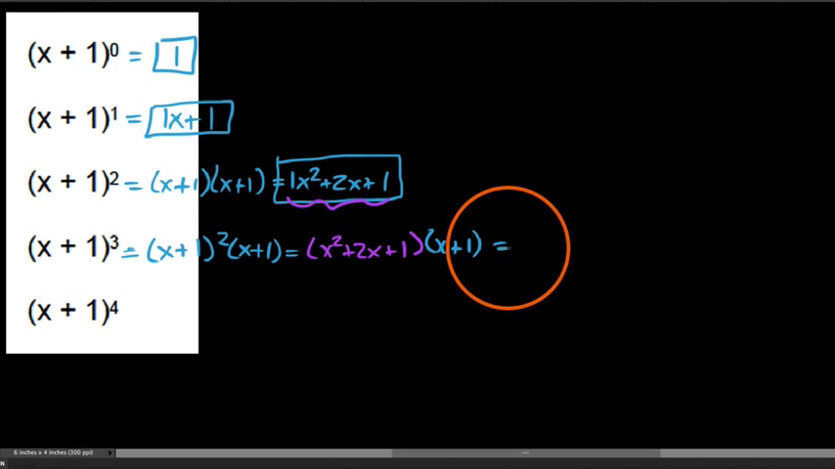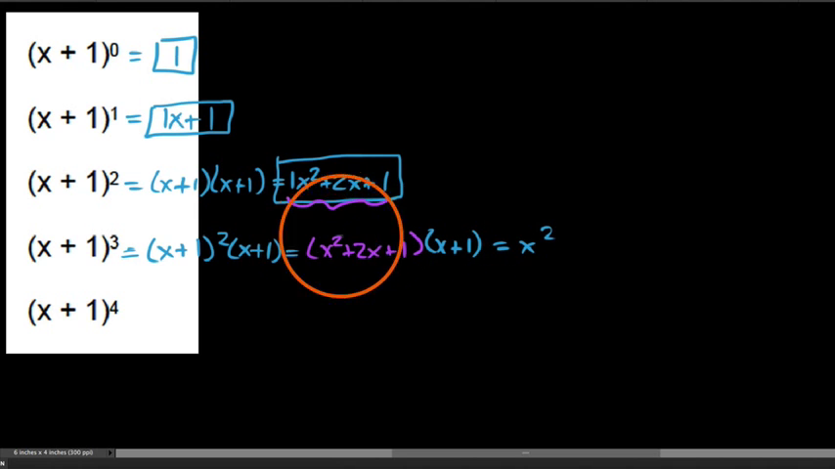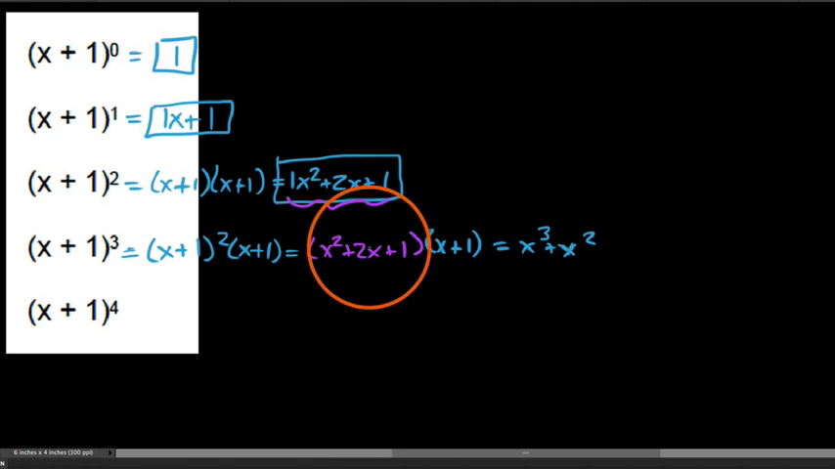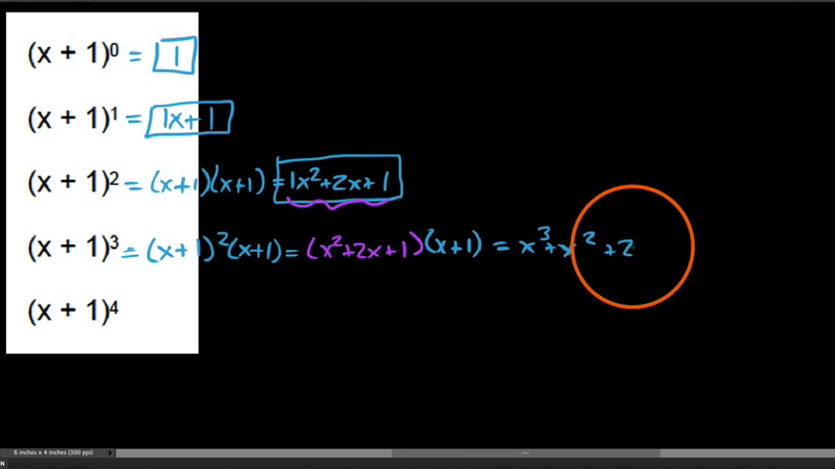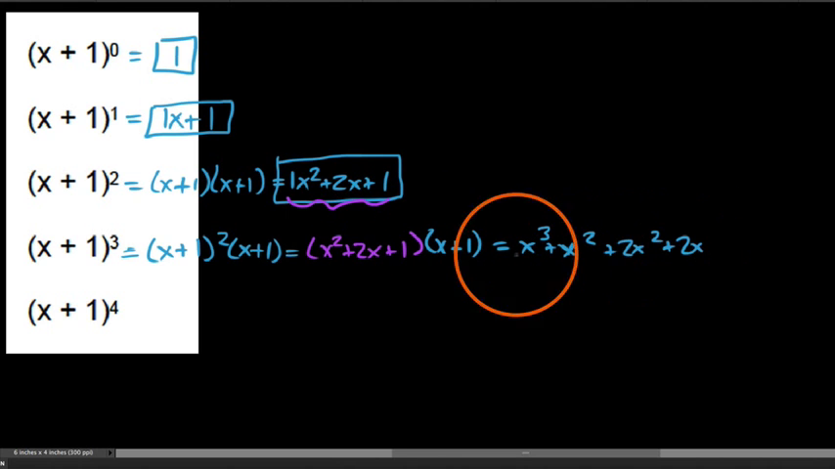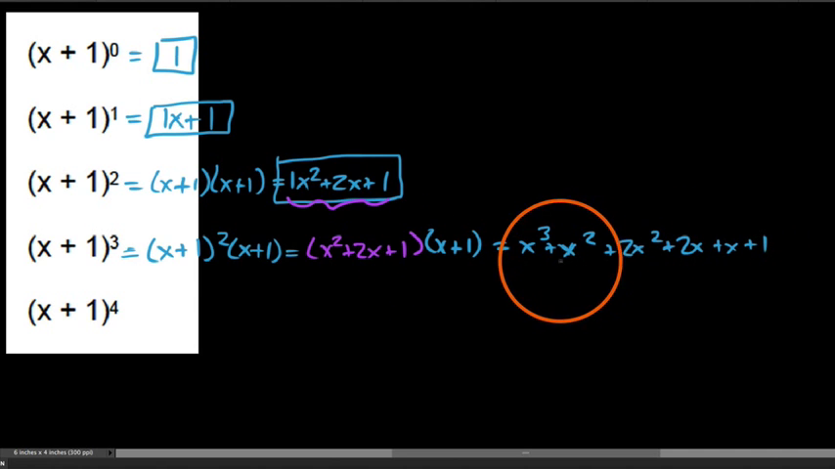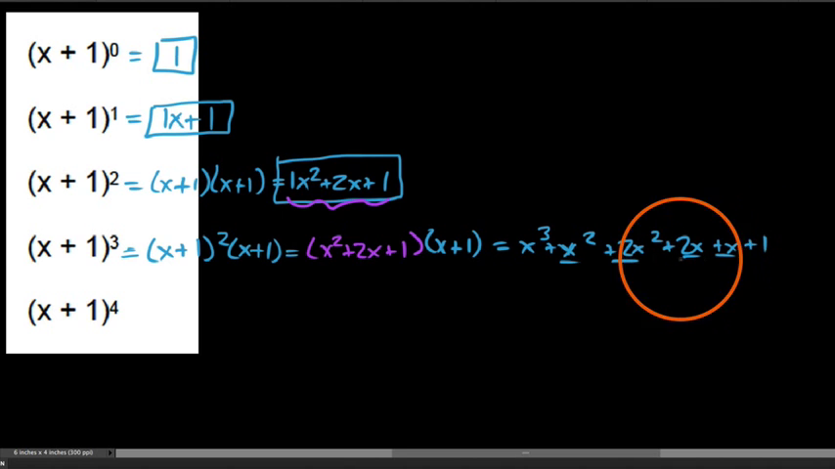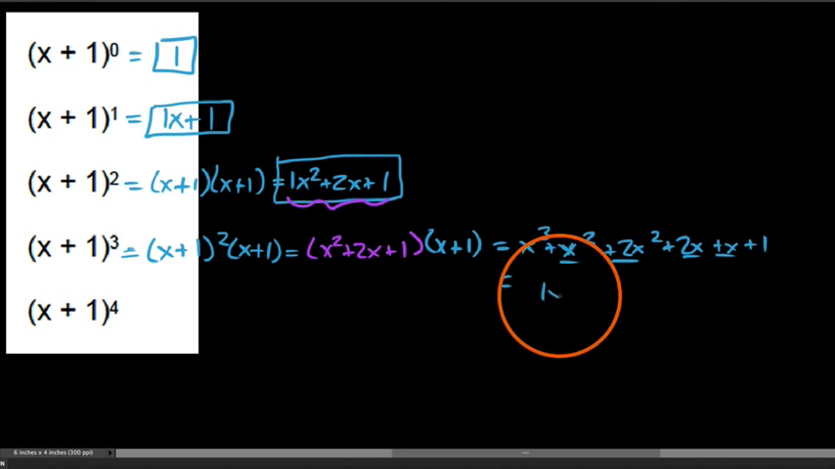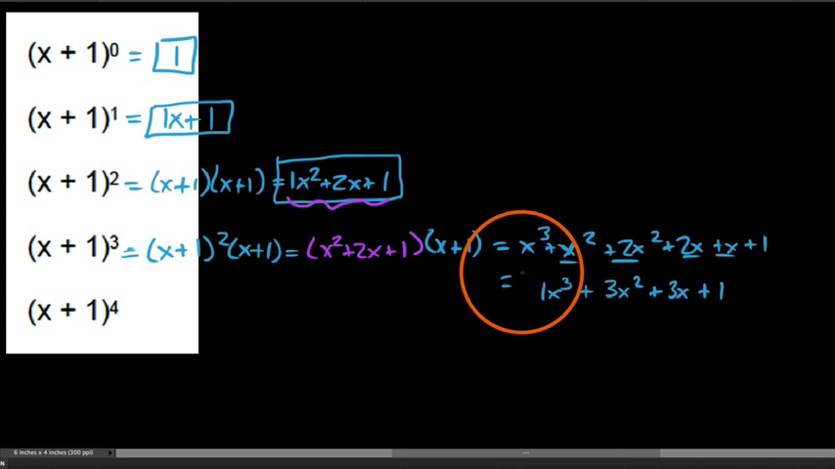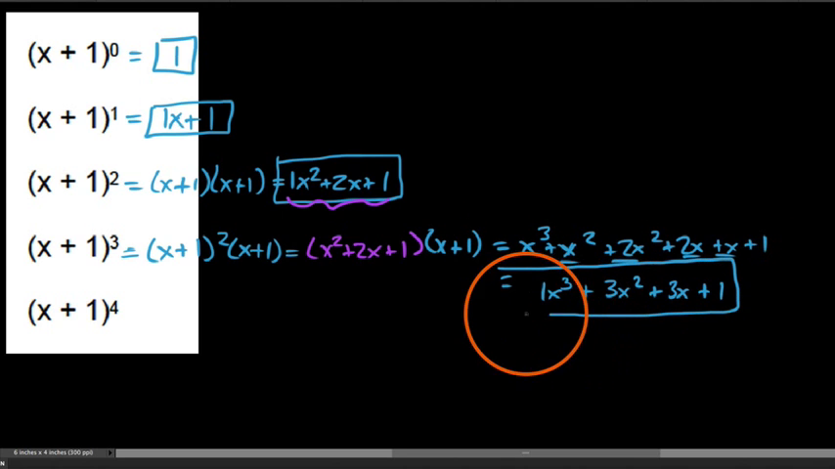Already, I really don't like to do this, but x squared times x is x to the third power, pardon me, and then x squared times 1 is x squared. Now we'll take our 2x through, and we get plus 2x squared plus 2x. Then bringing our 1 through, we get plus x plus 1. Let's combine our like terms here. We've got a total of 1x cubed plus 3x squared plus 3 total x's plus 1. I'm going to put a box around this. So this is x plus 1 to the third power.